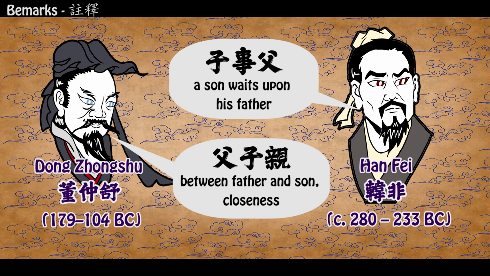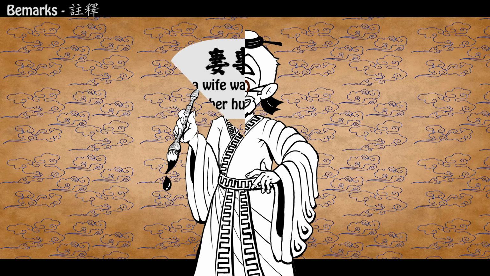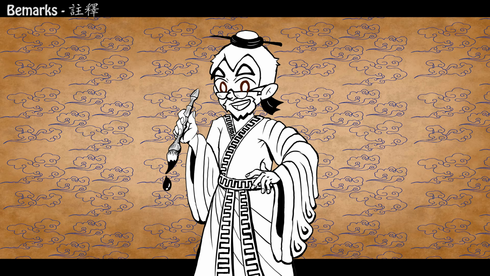Fu Zi Qin, between father and son, closeness. A father should love and care for his son, and in turn the son should hold his father highly and do as he's told. Fu Fu Shun, between husband and wife, agreement. The husband should take care of his wife, and the wife should follow her husband's lead. Grasping these ideas will help you better understand not only classical Chinese works, but to a degree, today's Chinese culture as well.